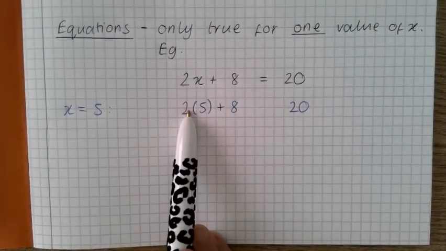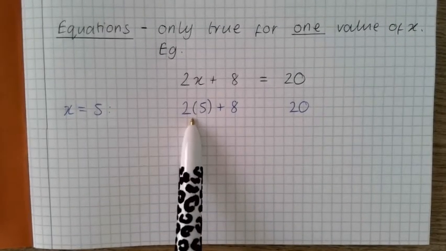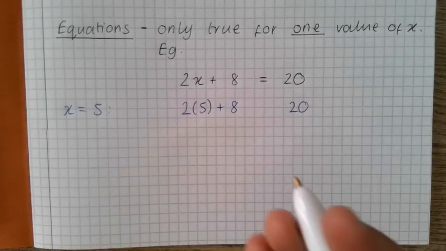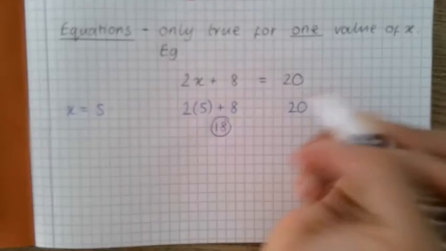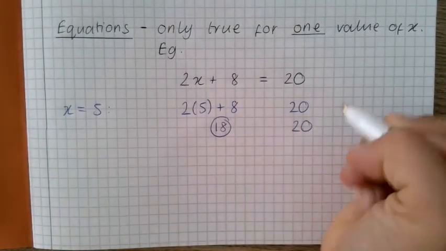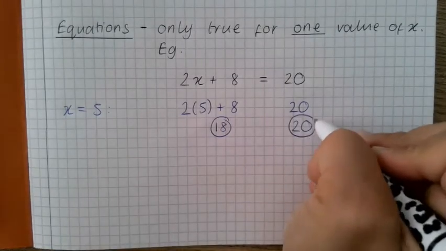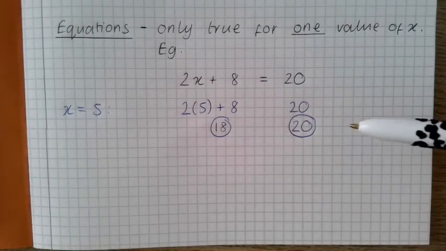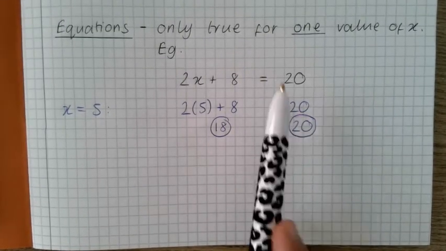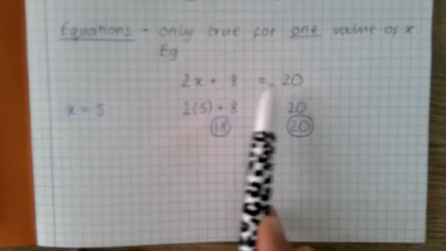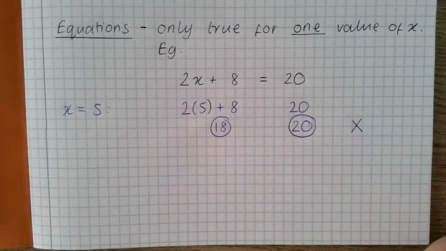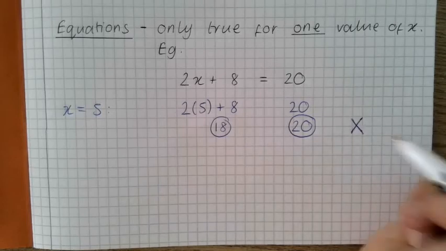And then I'm not going to do it as slowly as before. So 2 times 5 is 10, and then plus 8 gives us 18. We actually already did that before. And on the right hand side we still just have 20, there's nothing here. So when we work out what the right hand side and left hand side are equal to, we get 18 on one side and 20 on the other side. But this equation is saying these have to be equal, they should be the same. So the value of x equals 5 does not satisfy this equation.